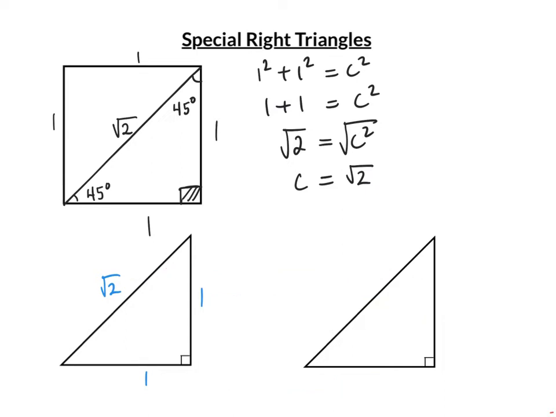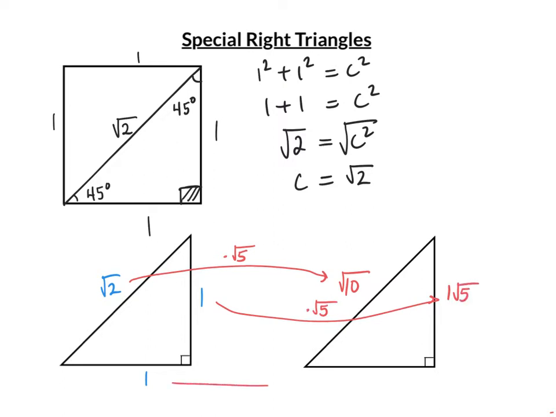If the hypotenuse of our other triangle was root 10, for root 2 to become root 10, we multiply by root 5, because root 2 times root 5 is root 10. That means we multiply every side by root 5, and the 1 becomes 1 root 5, or just root 5. And this side becomes, again, multiply by root 5, 1 root 5. You don't need to put the 1.